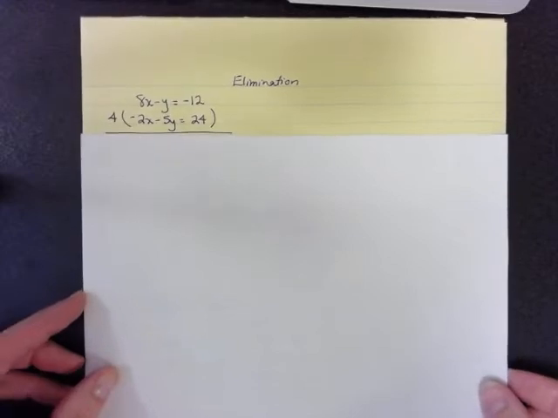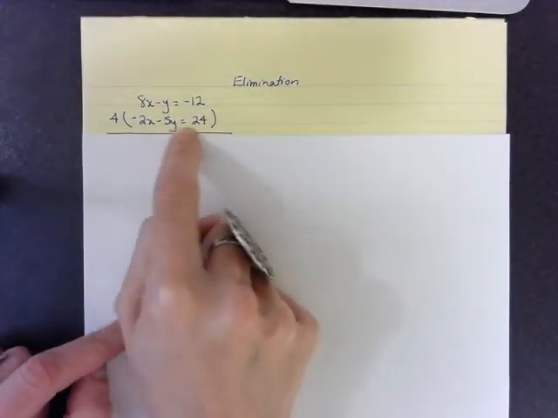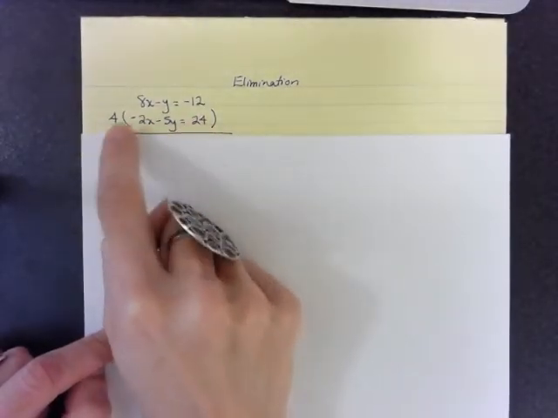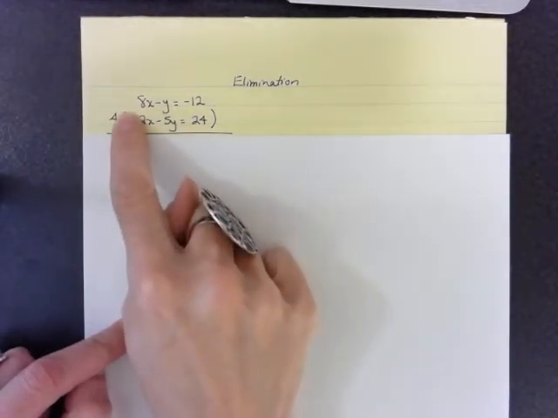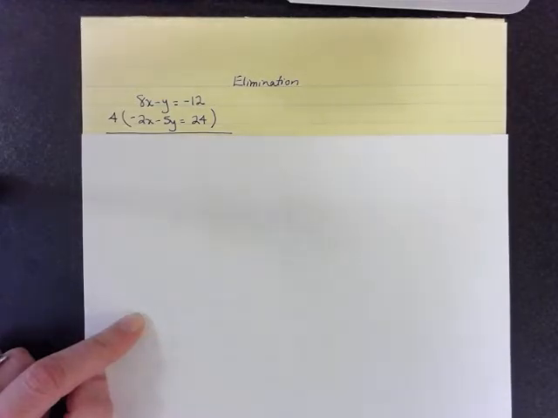If I want to do this by elimination, I could multiply the bottom by positive 4. Because if I multiply the bottom by positive 4, I'm going to be able to get rid of my x. Okay? So this is that. So again, pause it, do the work, and see if you come up with the same answers.